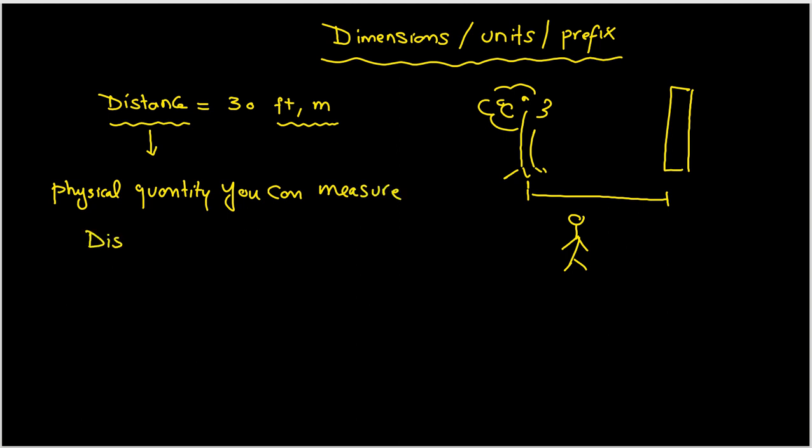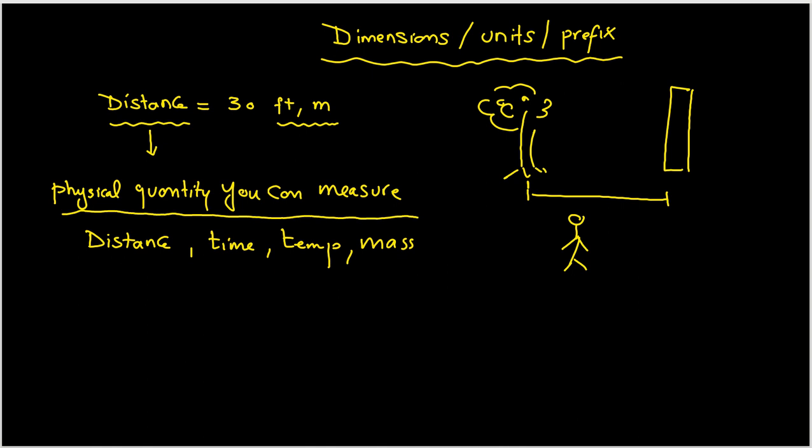Very similar to that distance, we know that distance, I can measure it. Time, I can measure it. Temperature, I can measure it. Mass, I can measure it. So any physical quantity that you can measure, we call the actual dimensions. So this is the definition of a dimension. Dimensions are physical quantities I can measure. That includes distance, time, temperature, mass, and so on. Okay, so these are basic dimensions here.